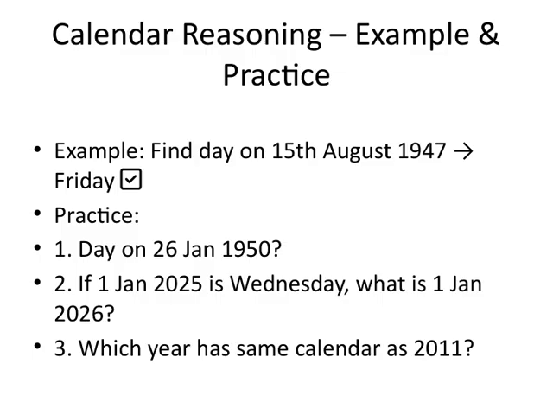First, what day was January 26th, 1950? Think about how we can approach this by counting days from a known reference date or using patterns in the calendar. Second, if January 1st, 2025 is a Wednesday, then what day will January 1st, 2026 be? This helps us understand how the calendar shifts from year to year, especially considering leap years. And third, which year has the same calendar as 2011?